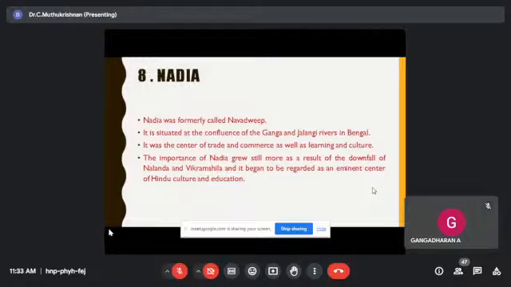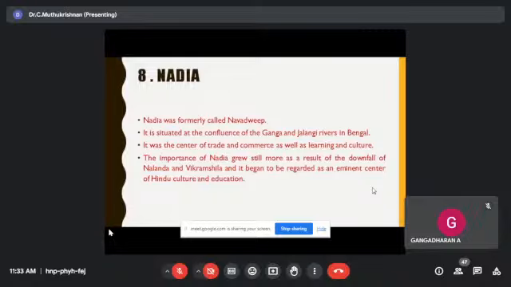So this is also a very, very important point in Nadia. The importance of Nadia grew still more as a result of the downfall of Nalanda as well as Vikramshila, and Nadia began to be regarded as the ancient eminent center of Hindu culture as well as the Hindu education system. And these are all the things that happened before independence.